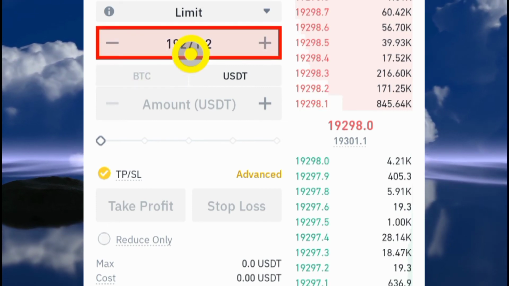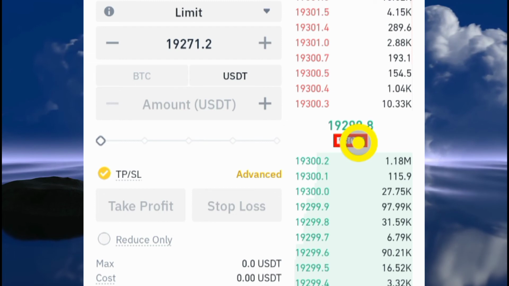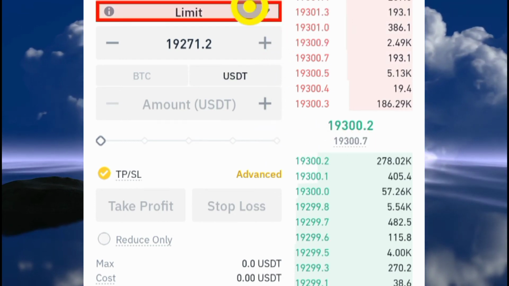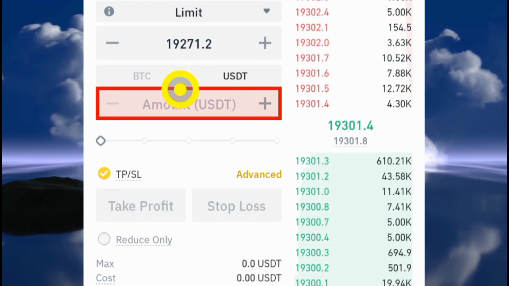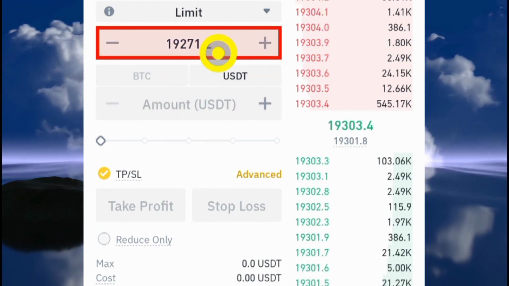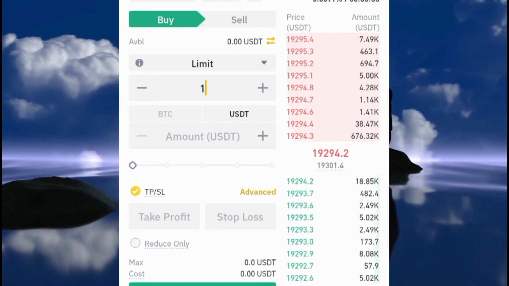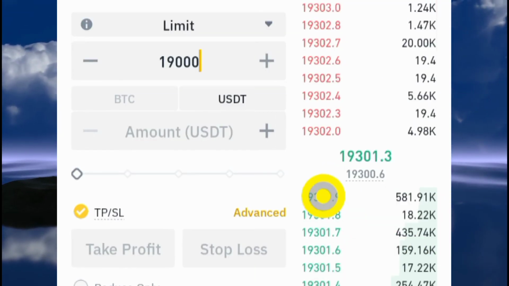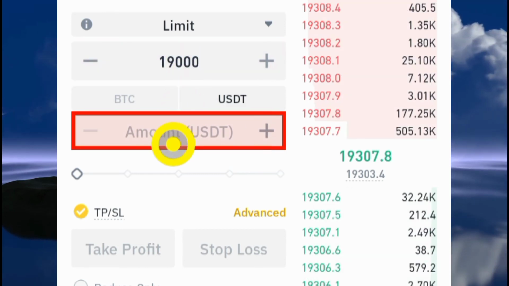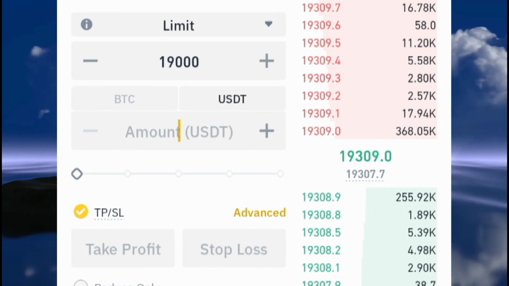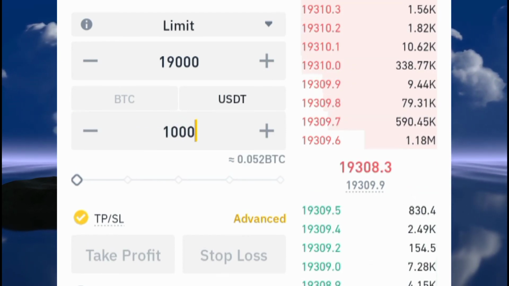For example, the price of Bitcoin now is $19,299. Let's say from technical analysis, I think it's going to drop to $19,000. So I'm going to clear this market price here and put $19,000 here. Basically what you're saying is that Bitcoin is going to get to $19,000. Then in this box right here, you put in the quantity of Bitcoin you want to buy. Again, we're going to use $1,000.